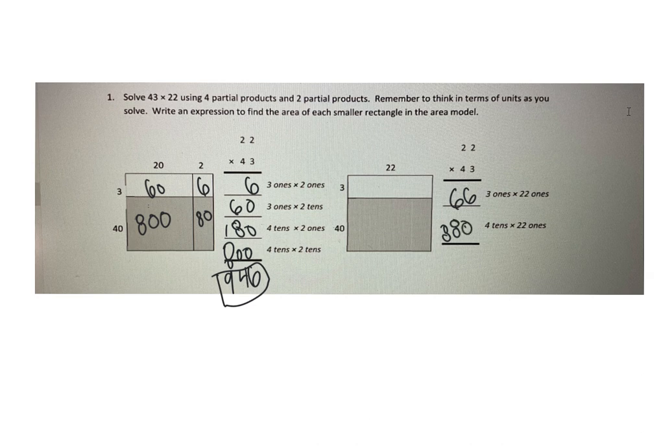See how they took away that little extra box. They didn't separate the 22 into 20 and 2. They have it just as 22. So it's going to be 66 and 880. And our final product should be 946, which is the same. This isn't broken down as much.